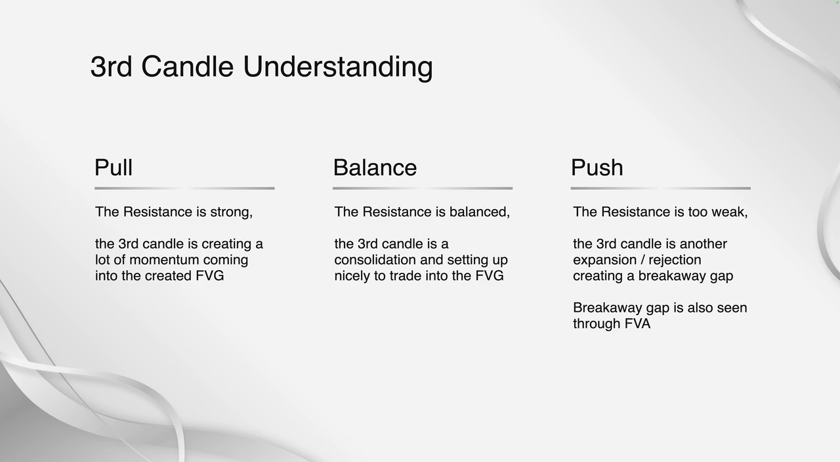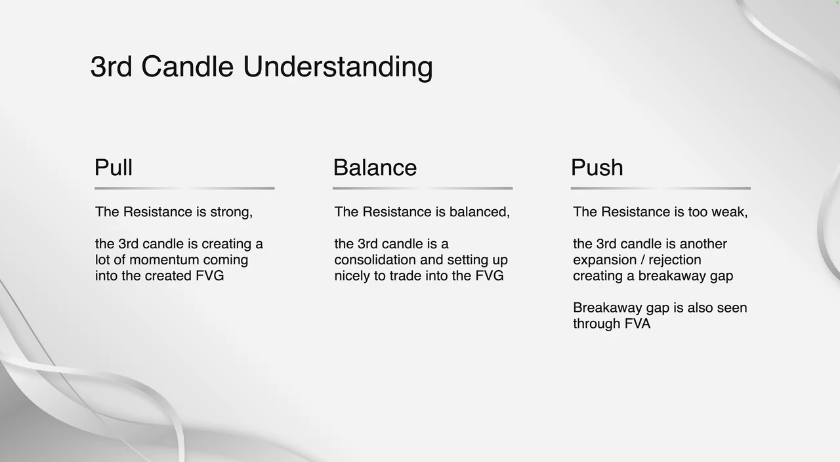It's the perfect one. After that, we still have the push. The push is still tradable, but it's a little bit more difficult to trade as well. The push is where the resistance is too weak. So where we had pull, resistance is too strong, where we have a huge retracement, the resistance is too weak right there. So the third candle is another expansion / rejection, creating a breakaway gap.